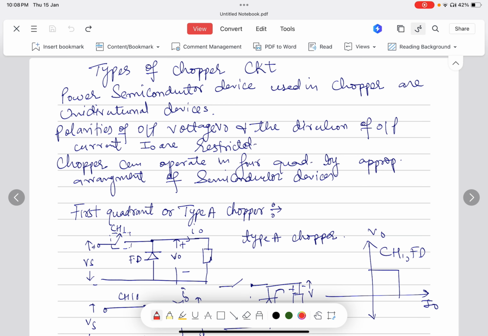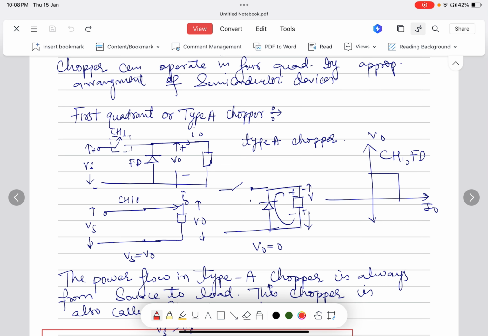In today's class, we will discuss the types of chopper circuits. The power semiconductor devices used in the chopper are unidirectional devices. Polarities of the output voltage V0 and the direction of the output current are restricted. Choppers can operate in the four quadrants by appropriate arrangement of semiconductor devices. If you look at the first quadrant, that is known as type A chopper.